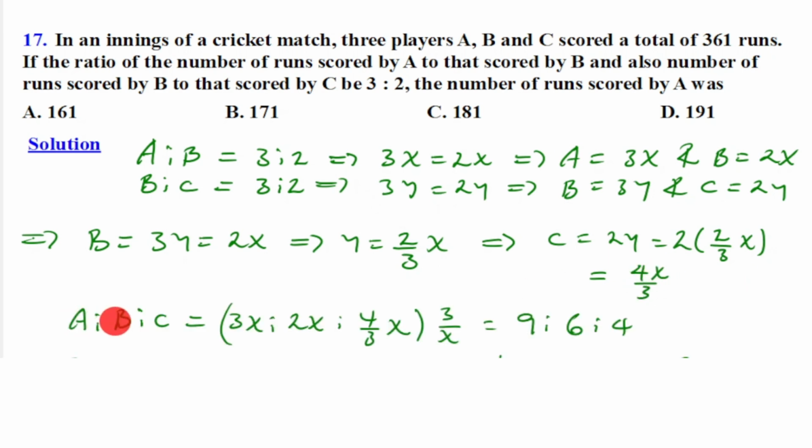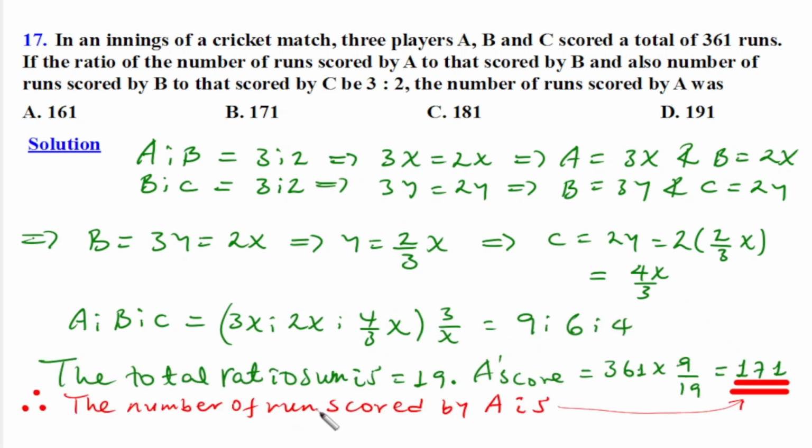Then the ratio A to B to C is equal to 3x, 2x, 4 over 3x. Then multiply all of them by 3 over x. You will get 9, 6, 4. So the total number of runs scored by A is 361 times 9 over 19. You will get 171. The answer is B.